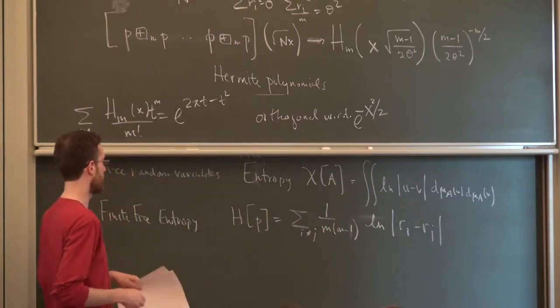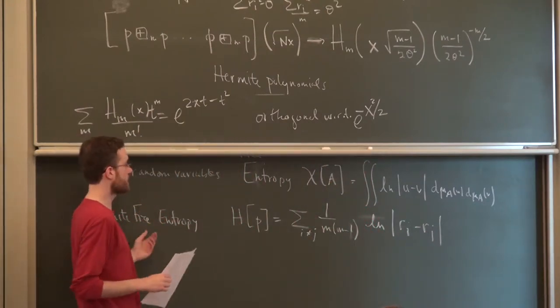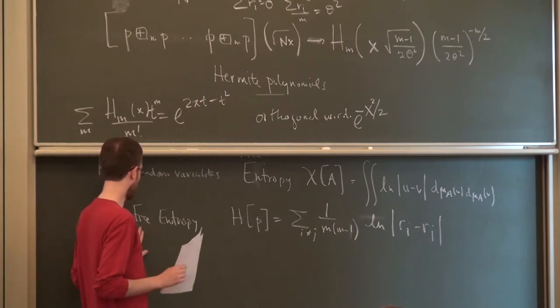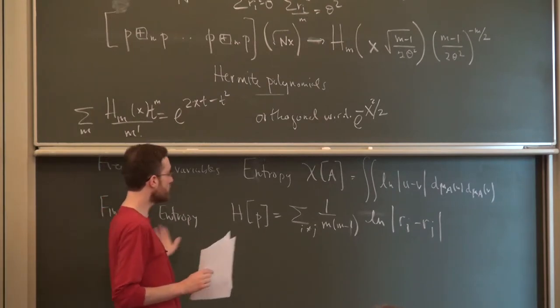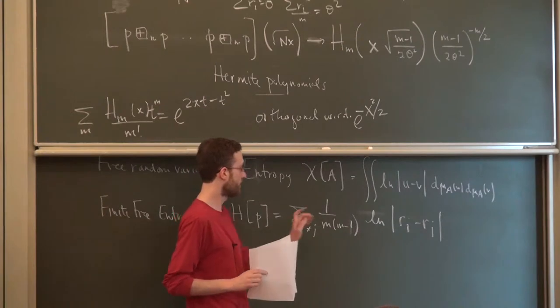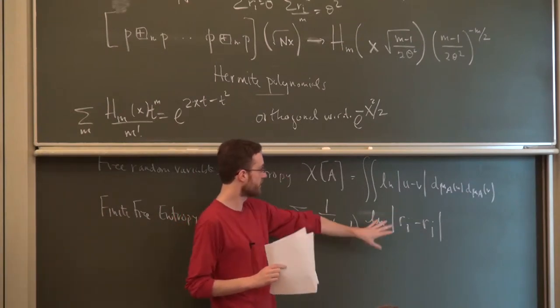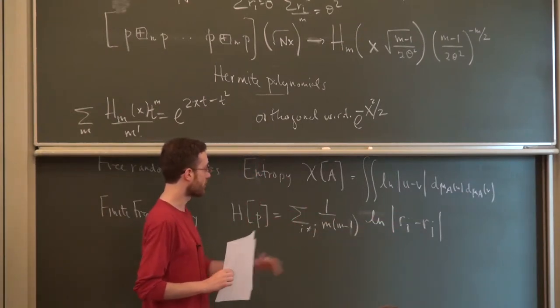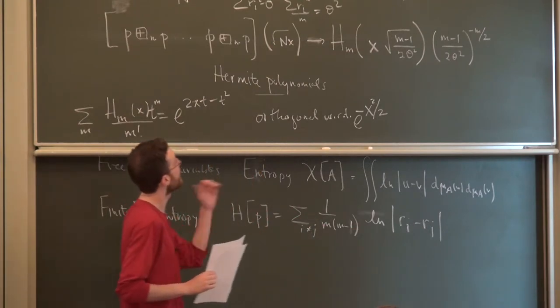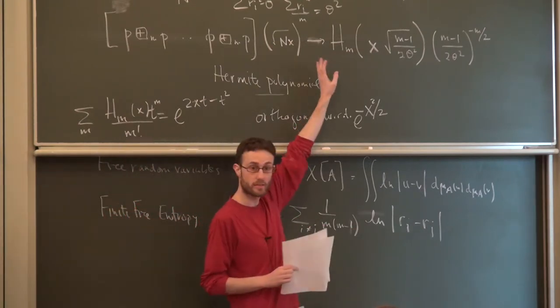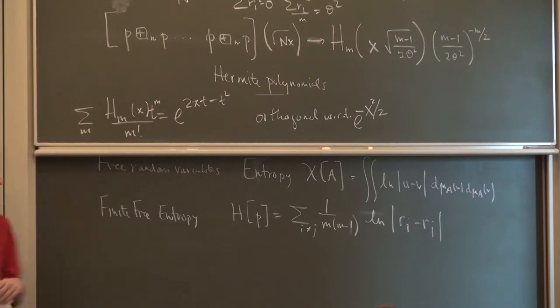Natural log of Ri minus Rj, and it's a classical theorem of Szegő, which says that this entropy function, this logarithmic potential function, is maximized by exactly these Hermite polynomials. So all of the things that you sort of want to happen in a probability space are happening here.